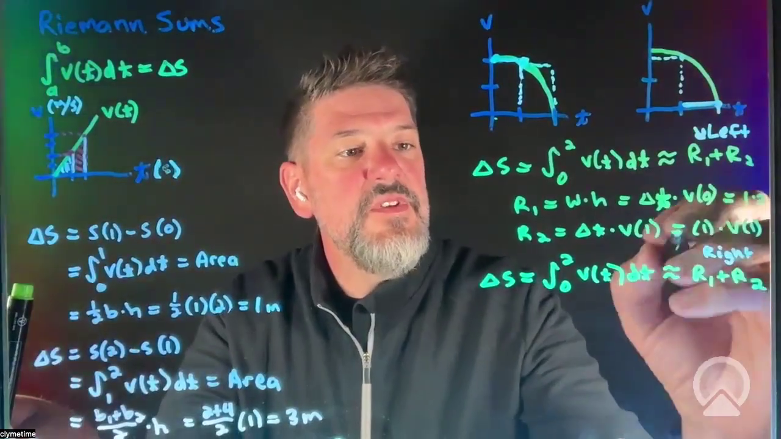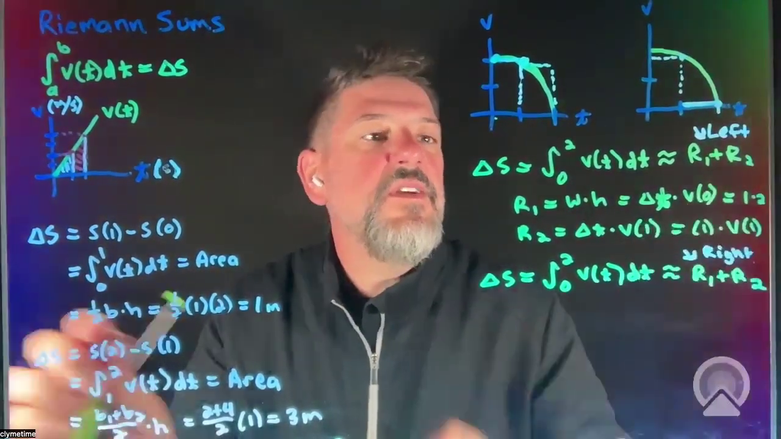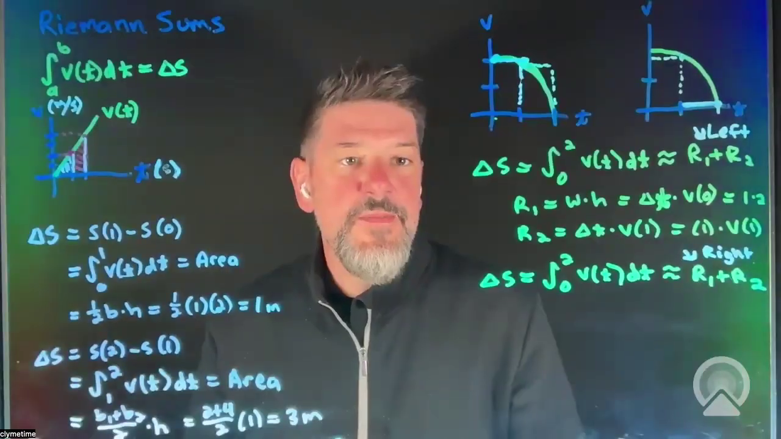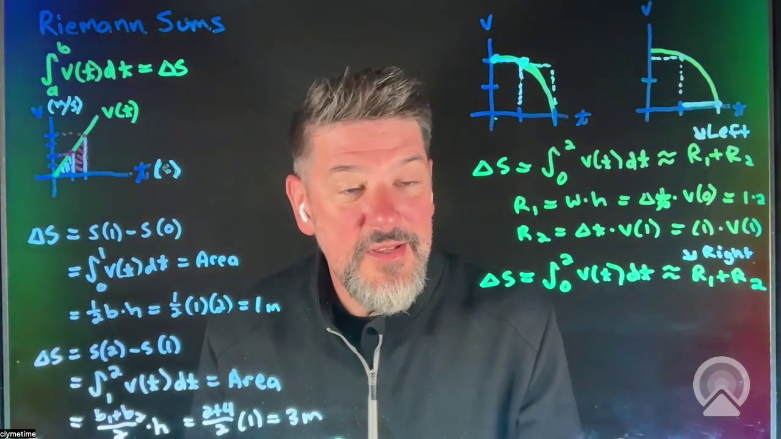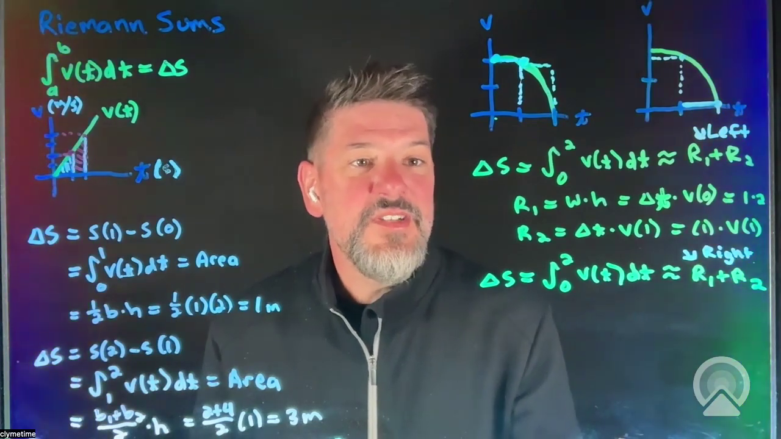So you have left endpoints and you have right endpoints. I don't know if you can see that arrow very well, but right endpoints. And so that's an approximation with two rectangles. It's not a very good approximation, but it is still an approximation.